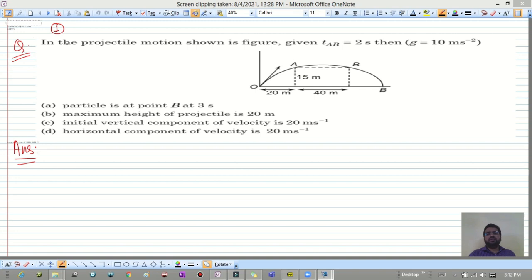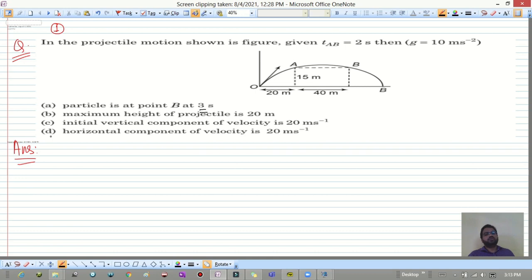So we have here the first question. In the projectile motion shown in the figure, given TAB is equal to 2 seconds, then particle is at point B at t is equal to 3 seconds. So these are multiple choice questions, more than one answer type we can say. So we have to check whether the particle is at B at this position when time t is equal to 3 seconds. Maximum height we want, then initial vertical component of the velocity, horizontal component of the velocity. So we have to check all this.